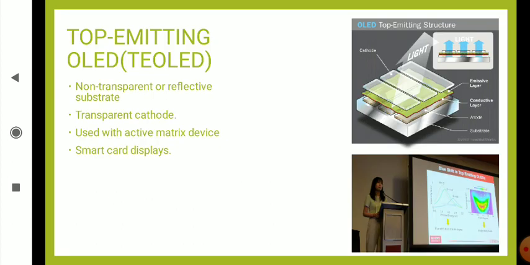Now, top emitting OLED, which uses non-transparent or reflective substrates. A transparent cathode is used in this case, and below that we have a reflective substrate which reflects light and is used for devices such as presentation projectors, etc. It can also be used in smart card displays.